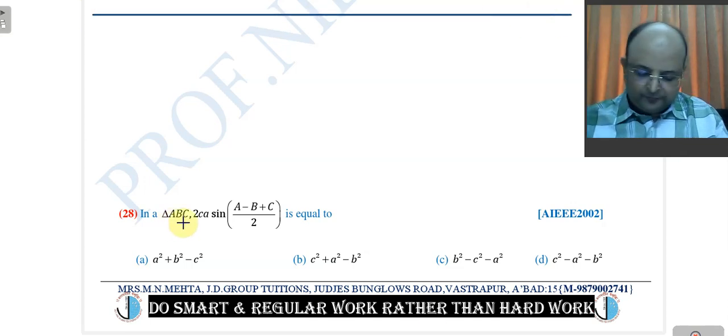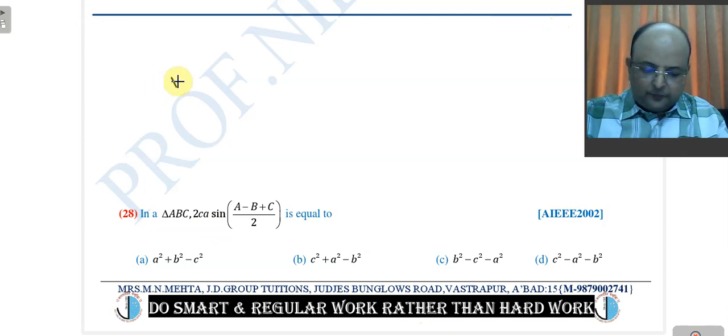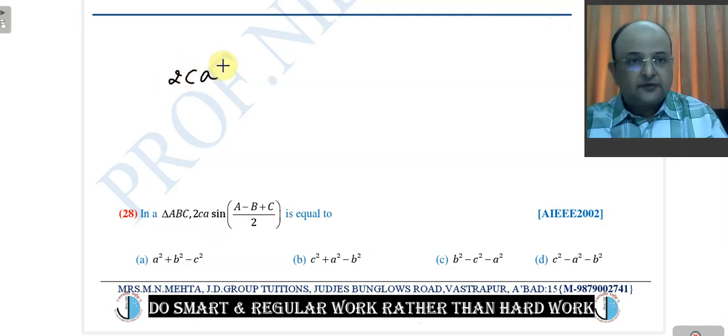Come on. Triangle ABC 2CA. Is there any formula in which 2CA comes? Yes, cos B. Remember what is cos B? A square plus C square minus B square upon 2CA.